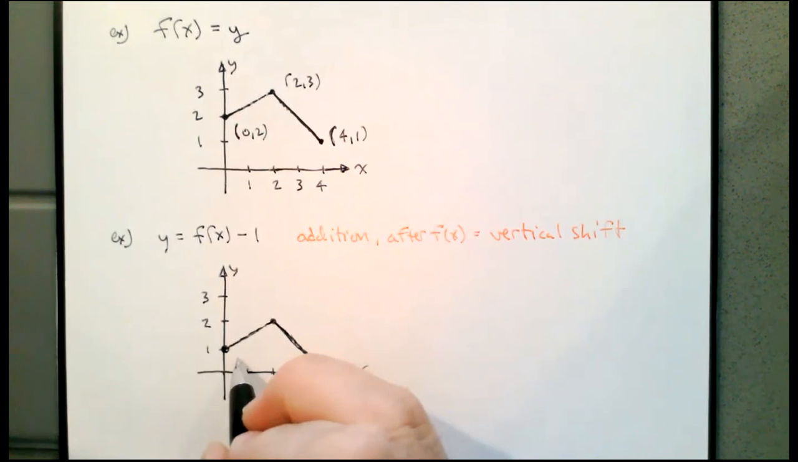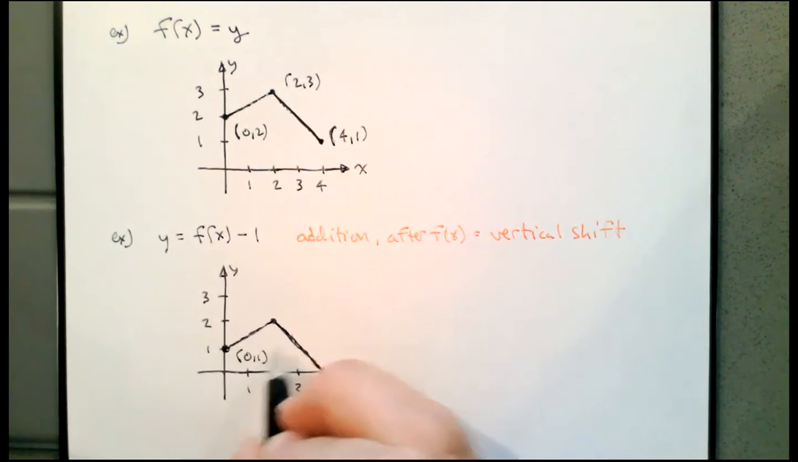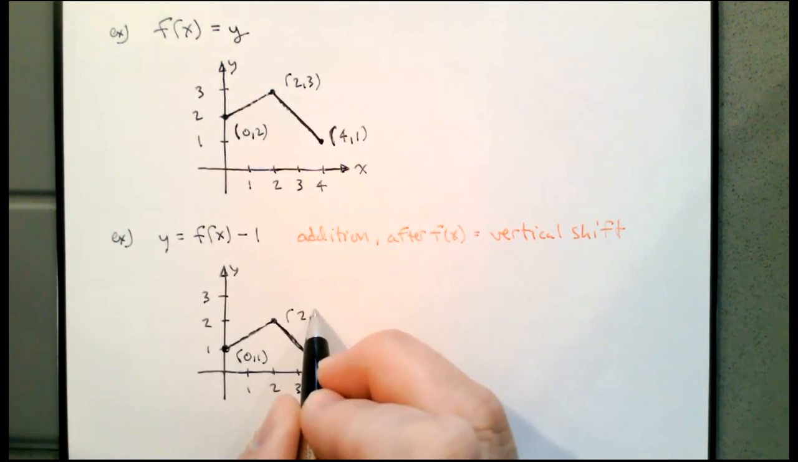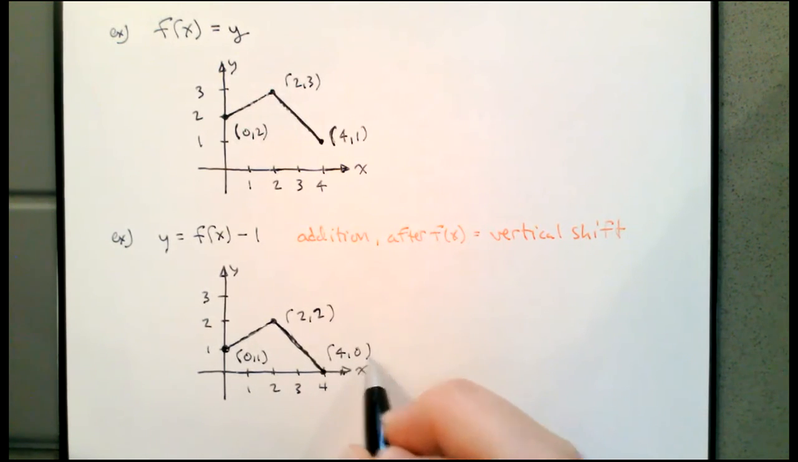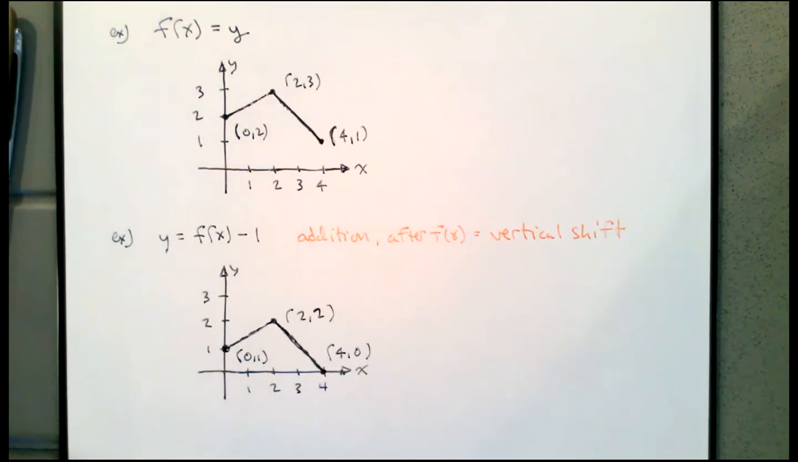So I'll have the point 0, 1, 2, 2, and 4, 0. All that's happened is that we've subtracted 1 from all the y values.